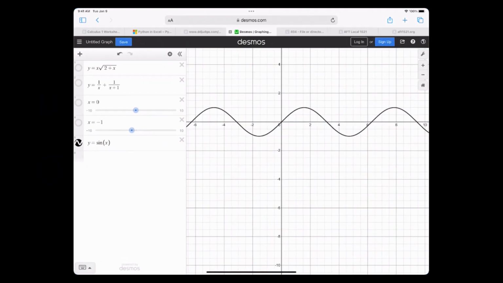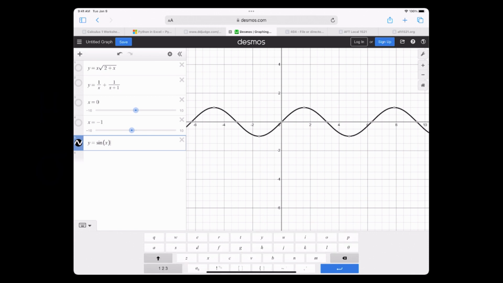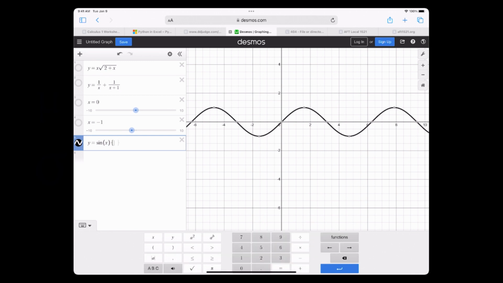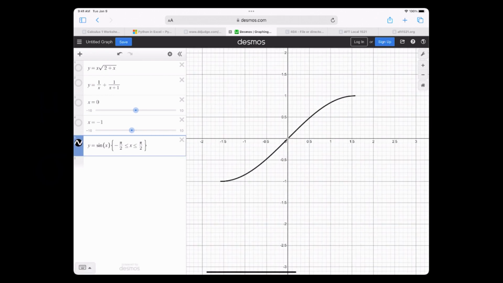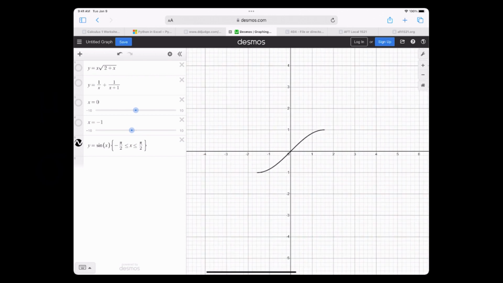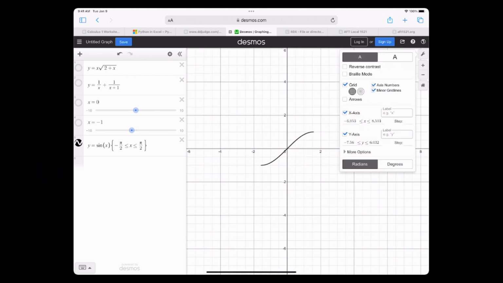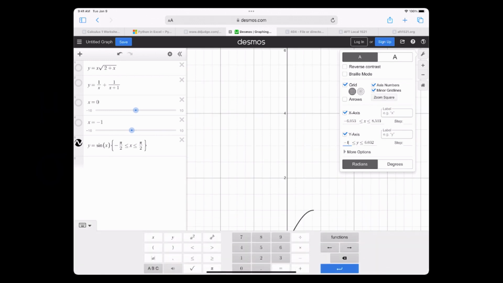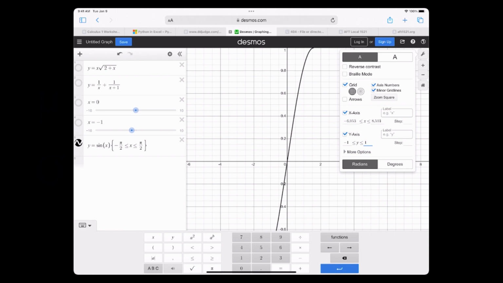We're going to tell Desmos, okay, Desmos, this is how you restrict the domain in Desmos. You put the bracket, and now we got to put negative pi divided by 2, less than or equal to x, less than or equal to positive pi divided by 2. Okay? And let me do something too. Your y values would be, let's say between negative 1 and positive 1. Oops. X values.